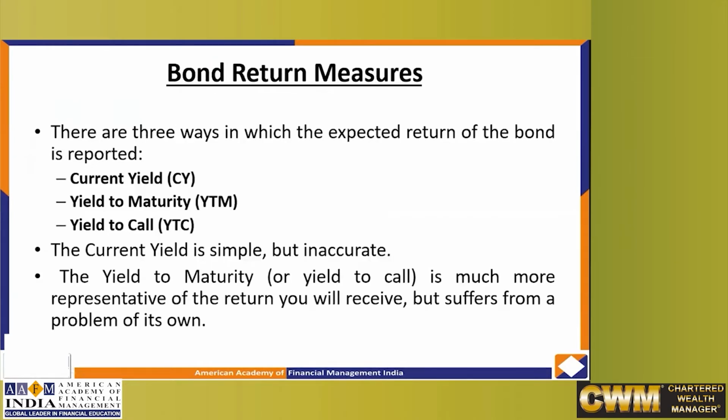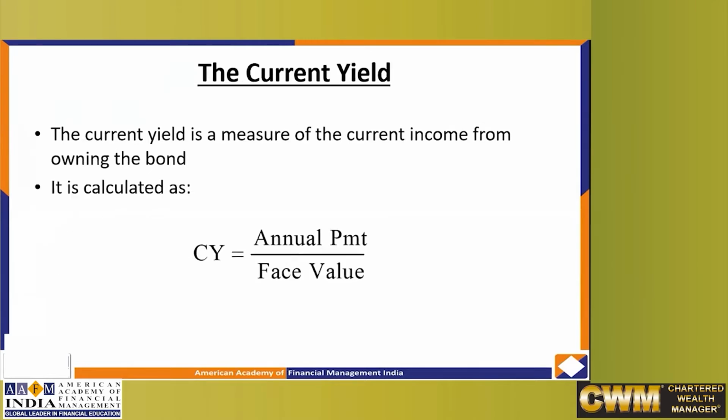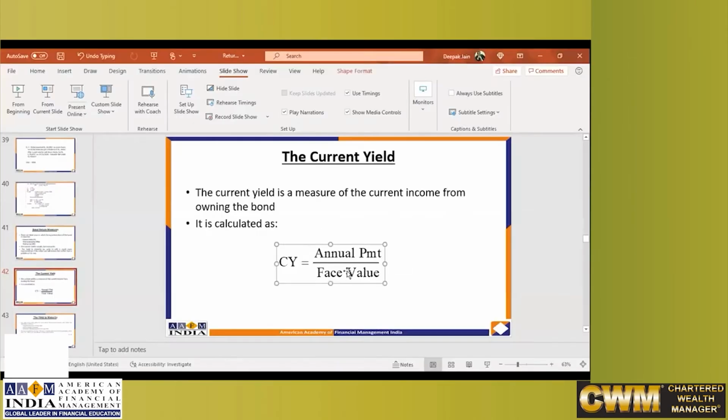right? So let's do one by one. The first is current yield. So what is the income I am getting on the price I have paid for the bond? So this should be not this, this should be market value, annual payment upon market value, the price you have paid to buy the bond.